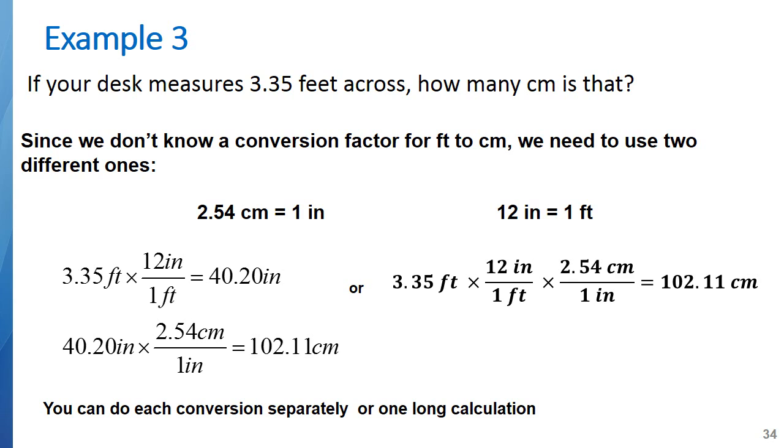Now we know a conversion factor that will take us from inches to centimeters, so we'll start with what we're given, 40.20 inches, and now we multiply by 2.54 centimeters in the numerator and divide by 1 inch in the denominator to get 102.11 centimeters. If you get really good at it, you don't have to do the calculation right in the middle. You can take 3.35 and then multiply by 12, multiply by 2.54, set that up all in one. But most people in this class like to do them in separate calculations.